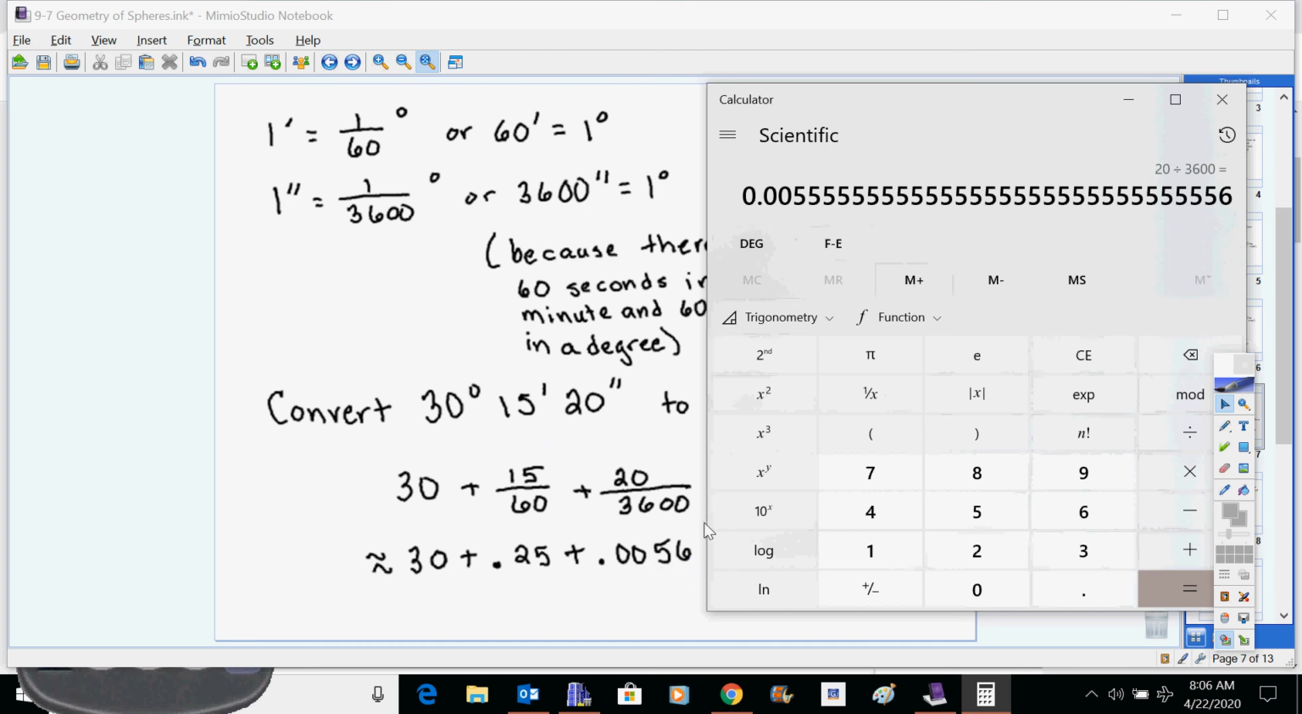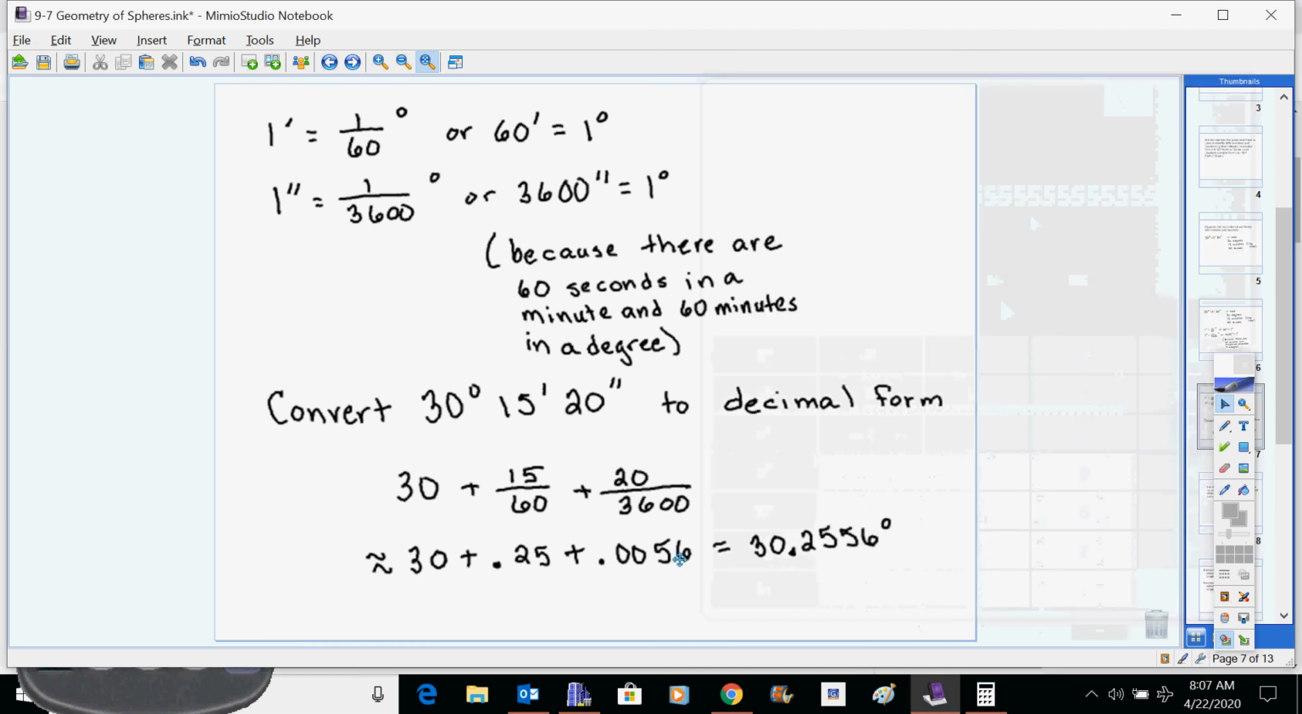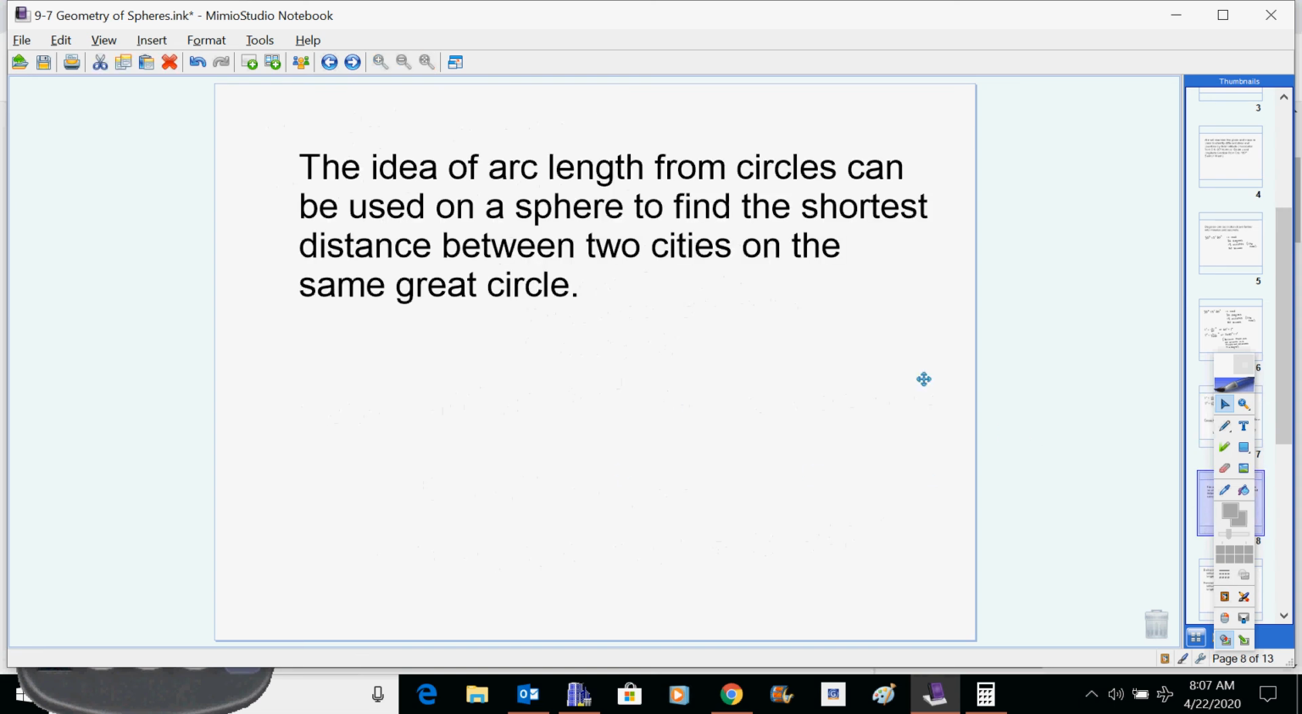And then when you add these decimal places together, if you don't want to do it in one swoop, it's actually a little safer to do this. 30.2556. And then you've got all the pieces that you need, rounded to an appropriate decimal place, and I'll be looking for that as well. Okay, so that's your one main concept for this.